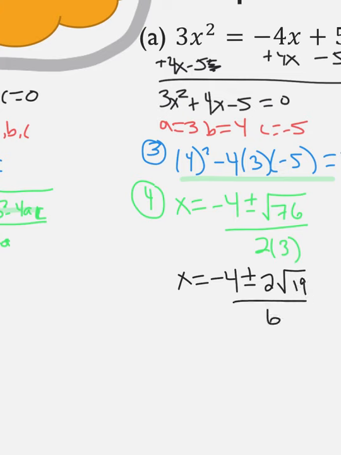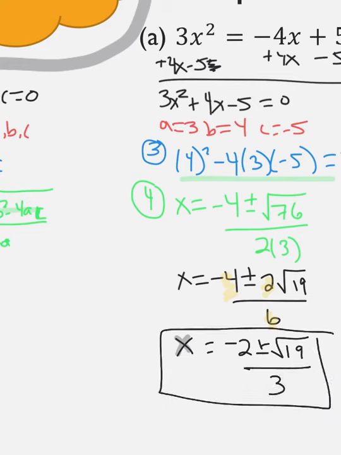and then that's all over 6. So next thing we'll do is we'll say, okay, is there a number that goes into all three? Notice you have a 4, a 2, and a 6. And you can divide all those numbers by a factor of 2. So we'll have x equals negative 2 plus or minus 1 square root 19 all over 3, and that is our answer. The end.